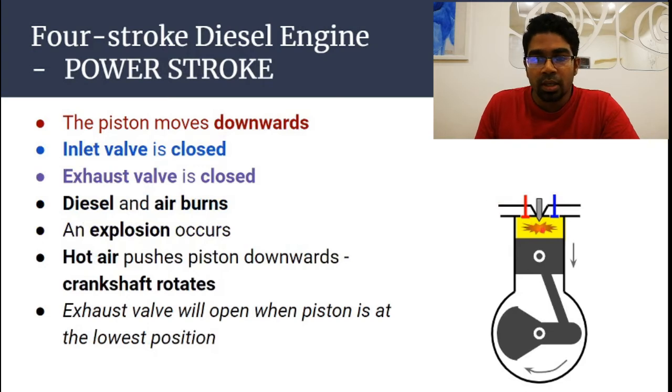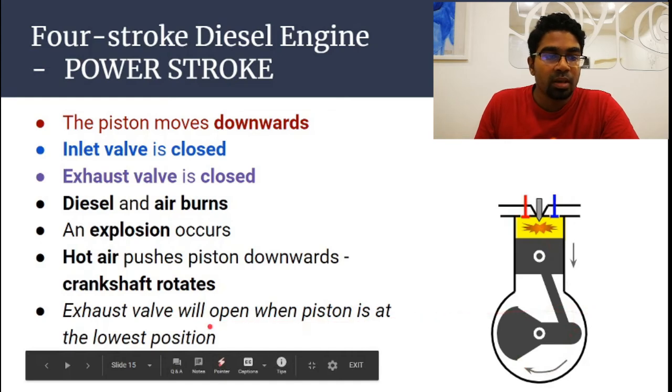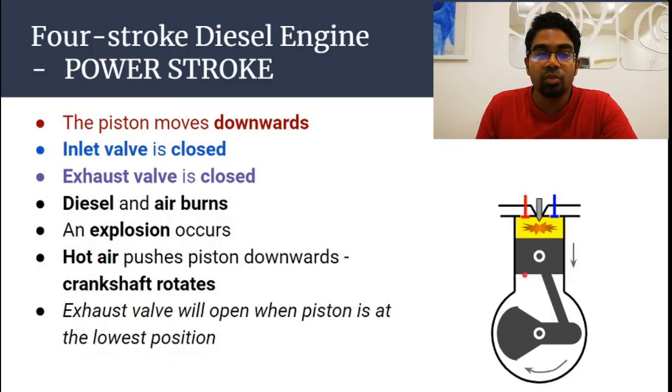So the power stroke, remember, is always explosion. Here the fuel is ignited, the diesel and the air burns. Now there is diesel because the fuel injector already sprayed diesel. So when combustion is happening, we want all the power to push down the piston, so it's called the power stroke. Both valves must be closed. After the combustion of the diesel and air, the piston is forced downwards. So in the power stroke, the piston moves from top to bottom, the valves are closed and the crankshaft continues to rotate. This ends when the piston reaches the bottom, and we move into the next stroke.